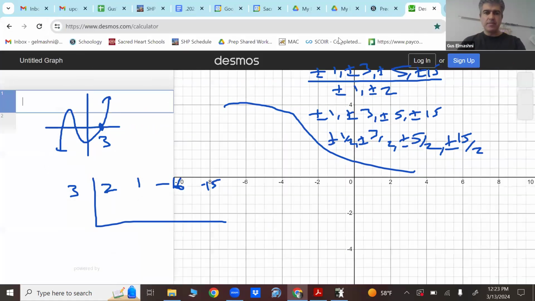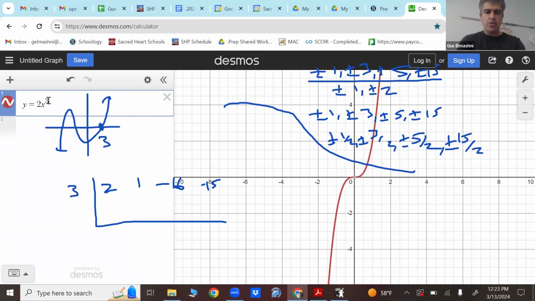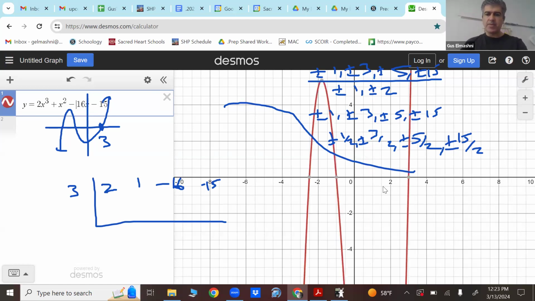Desmos. Y equals 2x cubed. You could do shift 6 to do an exponent plus x squared. Ah, yikes. What the heck did I just do? Minus 16x minus 15. I am butterfingers there. Yeah, you see, that's just easier, you know?